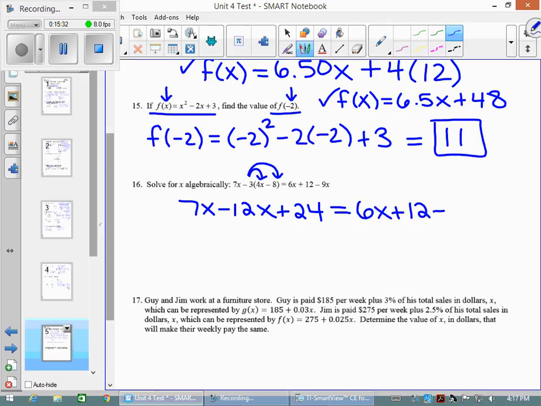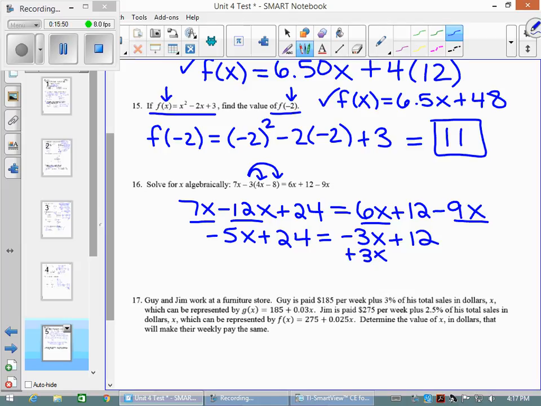I have some on either side of my equation. So 7x minus 12x is going to give me negative 5x plus 24. 6x minus 9x is negative 3x. I'm going to bring the x's over to one side. Negative 2x plus 24 is equal to 12.